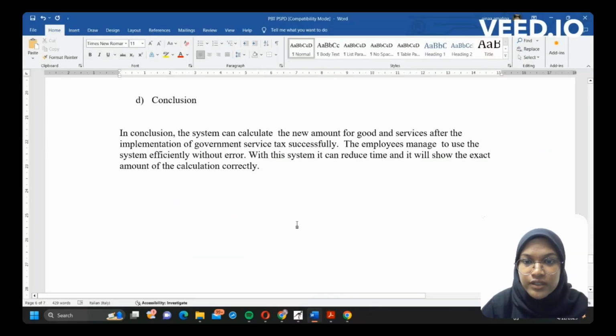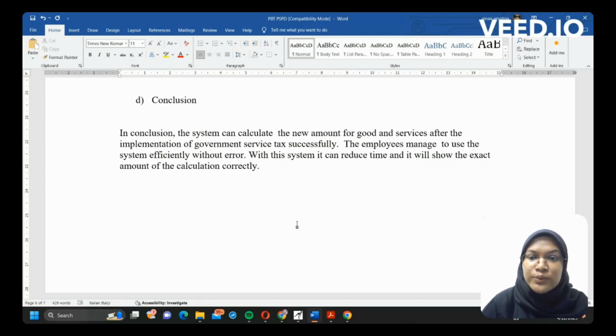In conclusion, the system can calculate the new amount for goods and services after the implementation of the government service tax successfully. The employee managed to use the system efficiently without error. With this system, it can reduce time and it will show the exact amount of the calculation correctly.